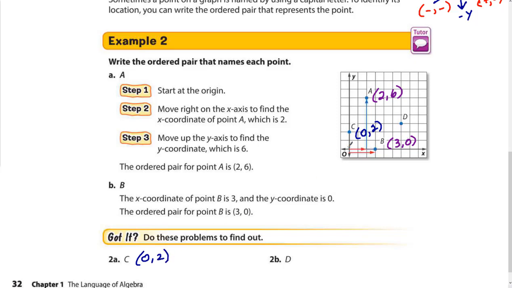For D, over 1, 2, 3, 4, 5, 6 on the x-axis. So the first value would be a 6. Having a little bit of pen issue. Come on, pen. There we go. And up 1, 2, 3, it's going to have a value of 6, 3.